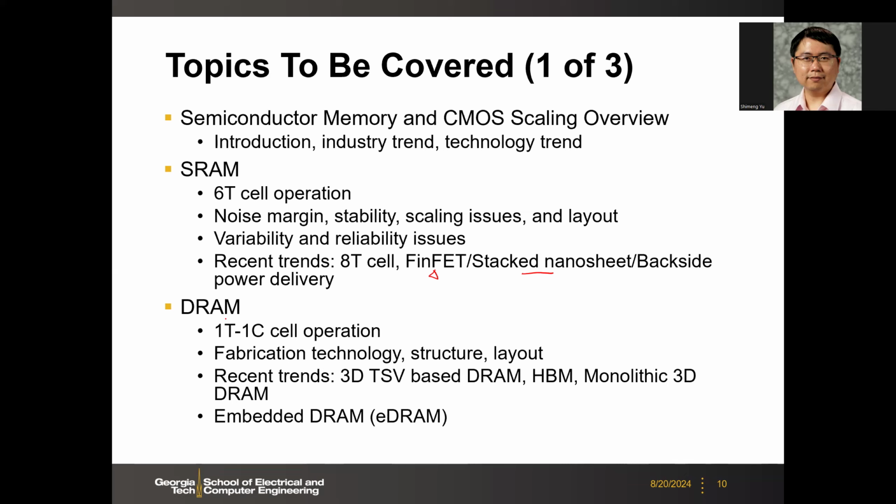And also, we will talk about the DRAM and the basic 1-transistor, 1-capacitor cell operation. And then we will talk about the fabrication of the DRAM process, and then the layout. And then we will also introduce the recent trends, because this is a very hot topic. The HBM, high bandwidth memory, which is based on 3D stacked 2D DRAMs through the bonding process, like the TSV, through silicon via, and then the micro bump.